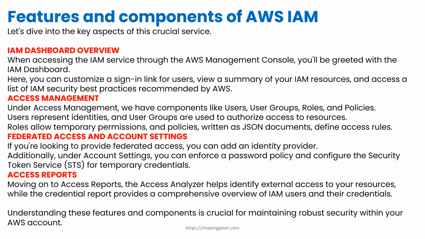Under access management, we have components like users, user groups, roles, and policies. Users represent identities, and user groups are used to authorize access to resources. Roles allow temporary permissions, and policies, written as JSON documents, define access rules. If you're looking to provide federated access, you can add an identity provider. Additionally, under account settings, you can enforce a password policy and configure the security token service for temporary credentials.